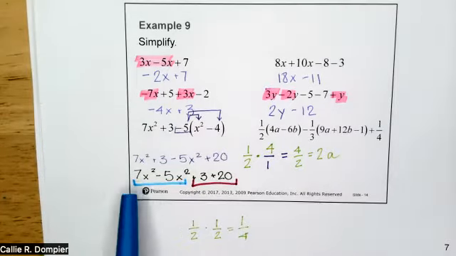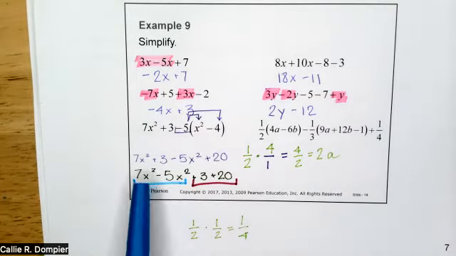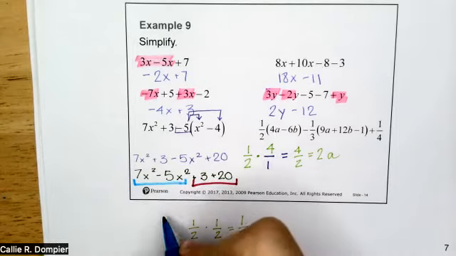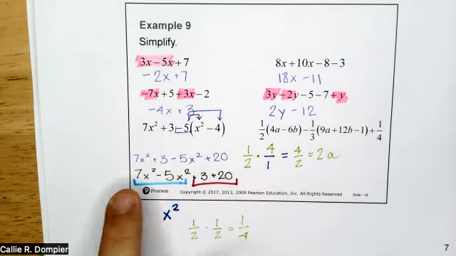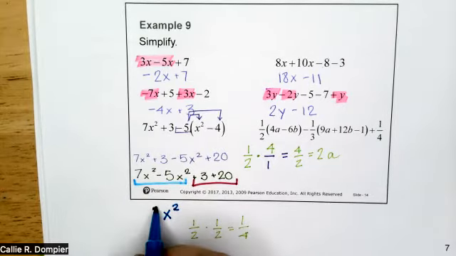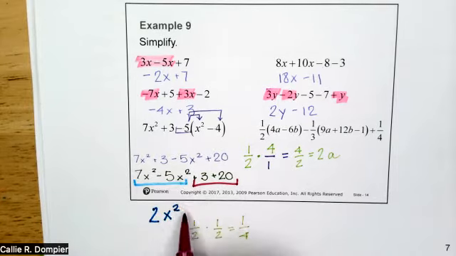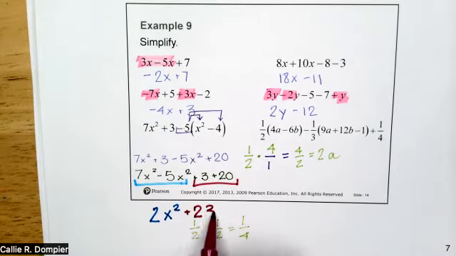So here we're just taking 7 and subtracting 5. You leave the x squared. So how many x squareds do I have if I used to have 7 and I took away 5? 7 minus 5 is 2. And then for the 3 plus 20, it's 23. So that's my final simplified answer.